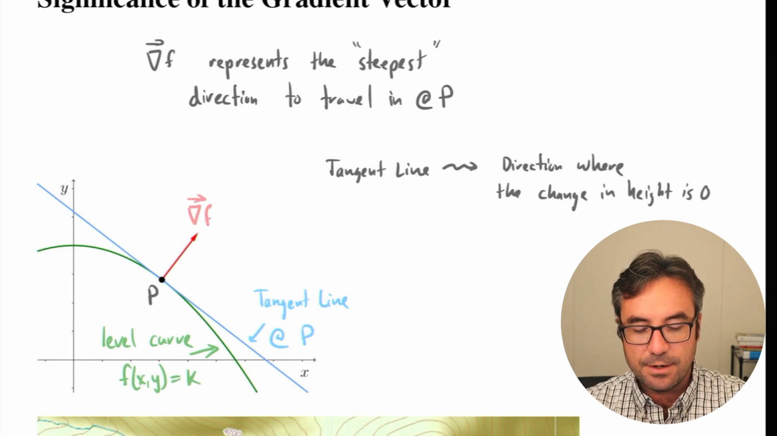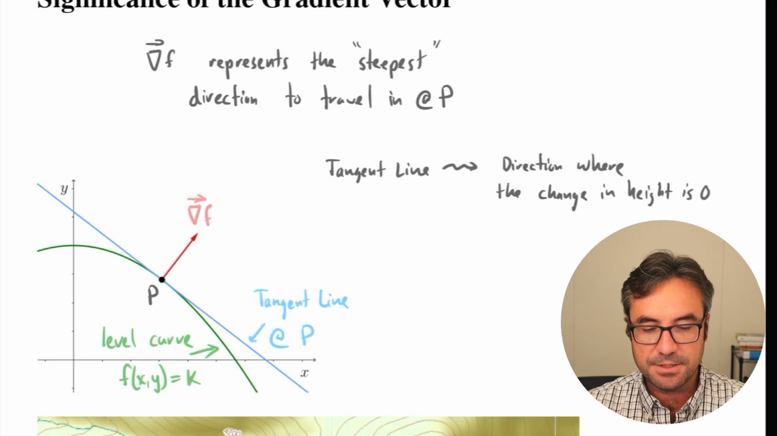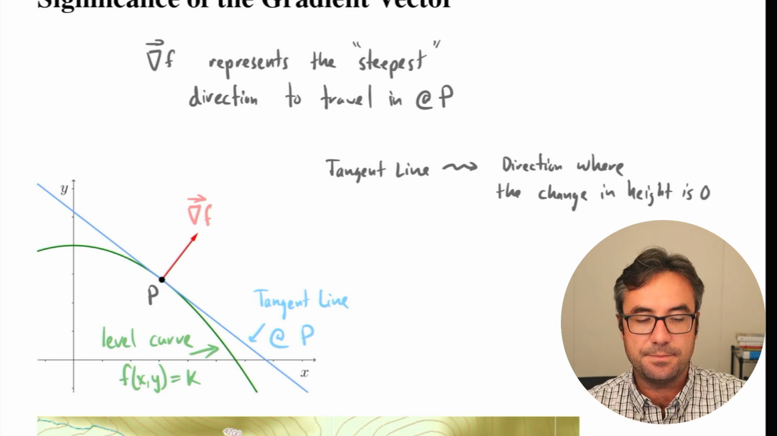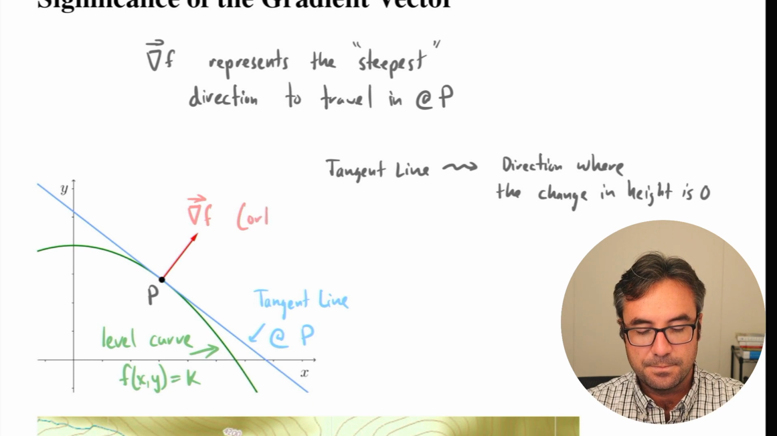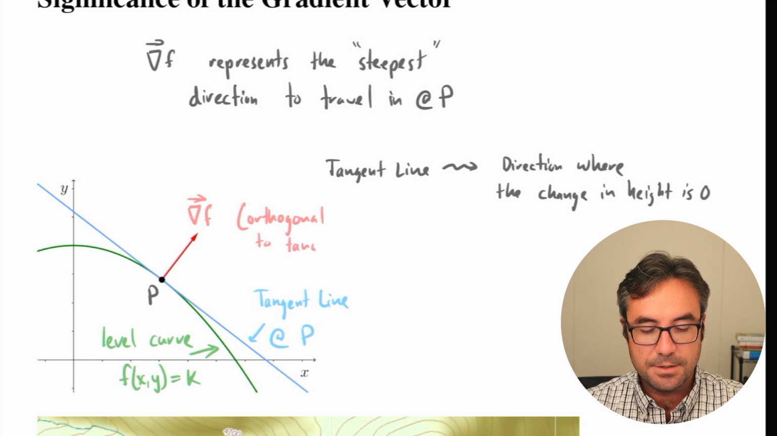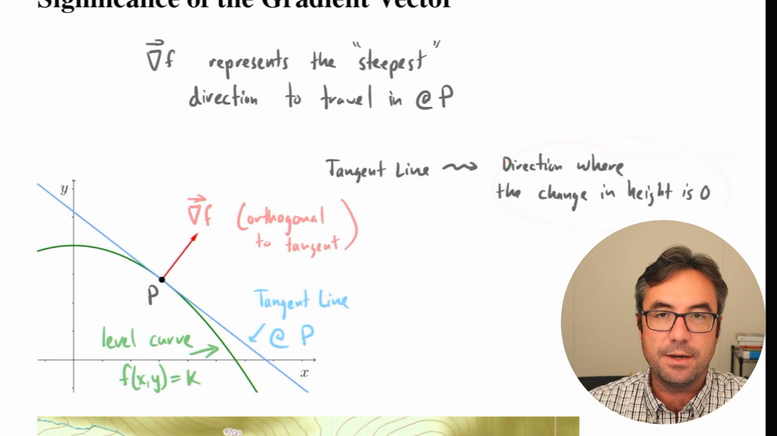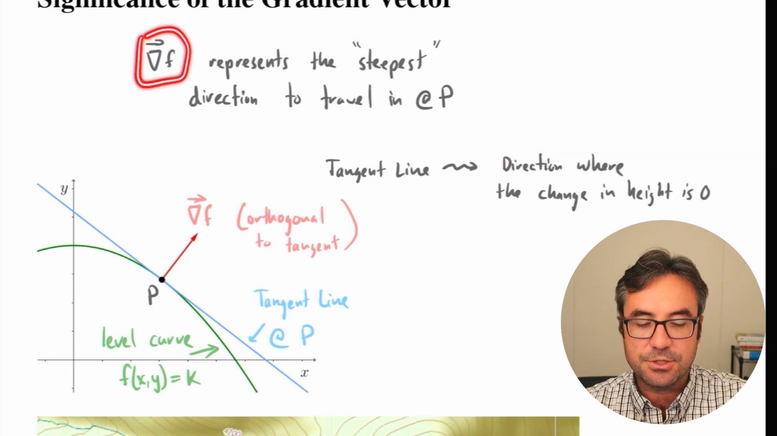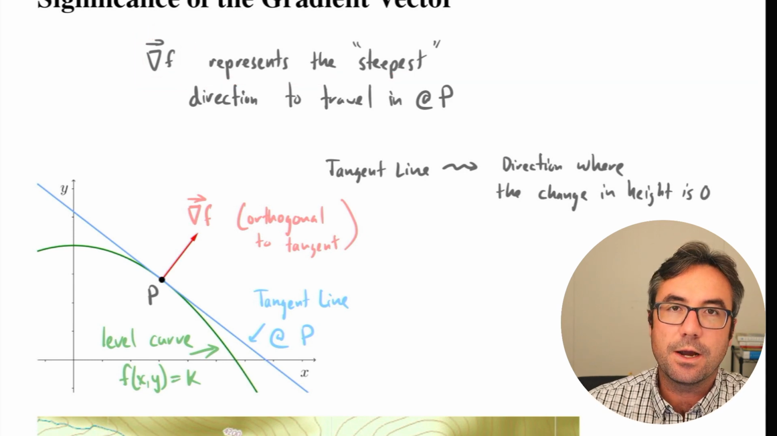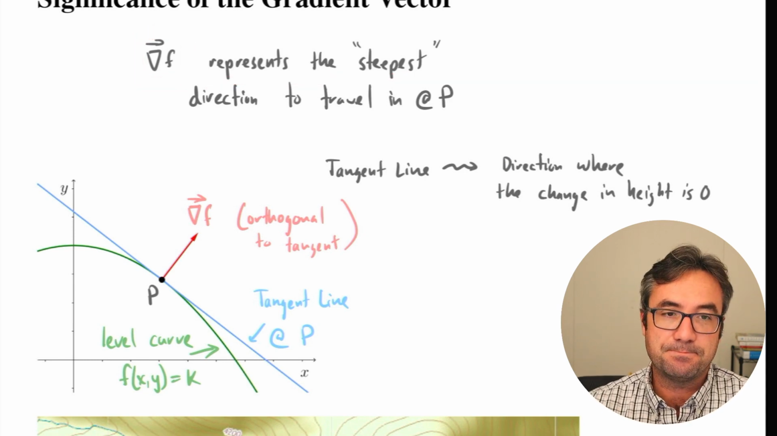What the gradient of our function little f does is that it is perpendicular, orthogonal to our tangent line. The tangent line is telling us which direction to go in where our change in height is going to be 0. The gradient is actually telling us the direction where it's going to be steepest to travel in.